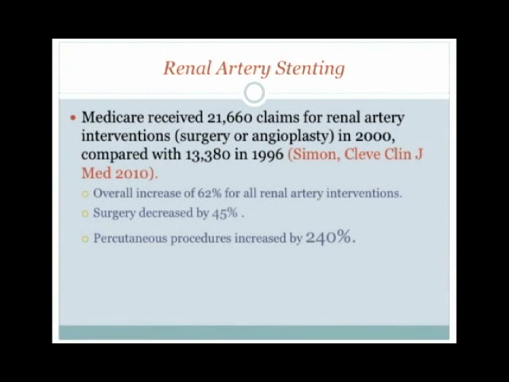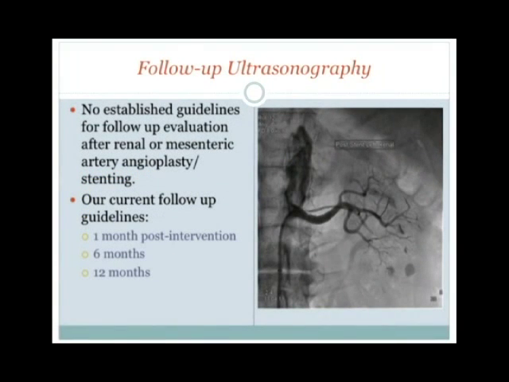You may already know this, but Medicare puts out quite a bit of data about what we're doing out there. In 2000, there were about 21,000 claims for renal artery interventions. This was up from 1996, where we only did about 13,000. This was an overall increase of 60%. Surgery for renal arteries went down by 45%, but the percutaneous endovascular procedures increased by almost 240%. So what does that all mean?